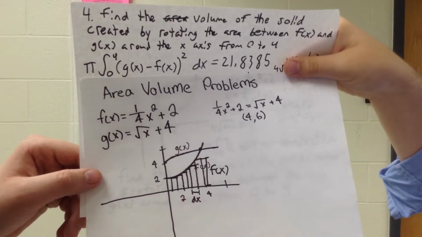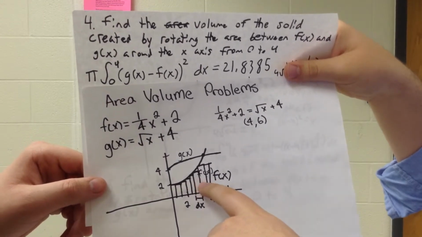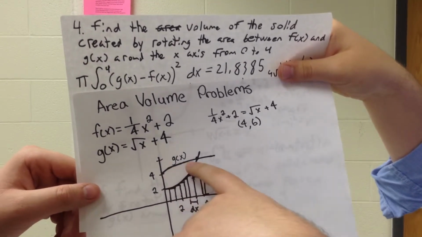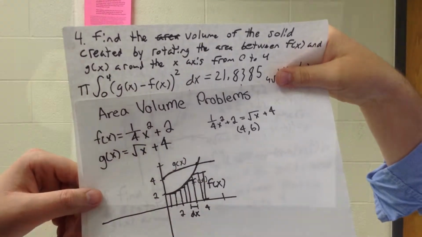To find the answer to this problem, use the method called washer method, which is basically taking the disk method of g of x, but subtracting the disk method of f of x, because you're only looking for this area right here, flipping over the x-axis.